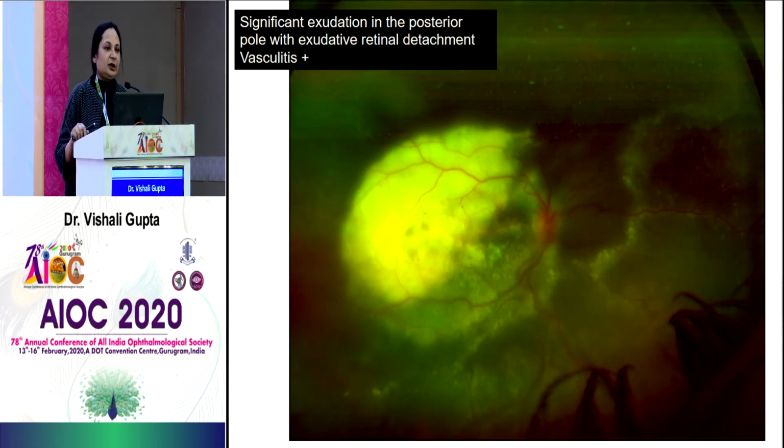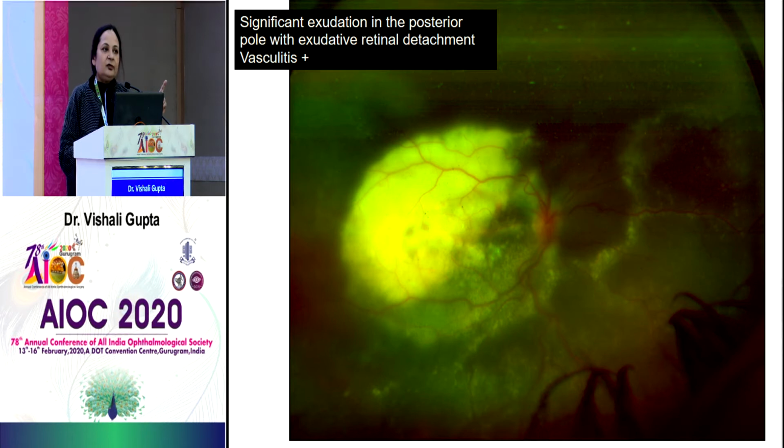Now this is the fundus. It shows a huge amount of exudation, vasculitis, exudative retinal detachment, and this patient, who is actually from this city only, had been to a lot of places and was diagnosed with Coats disease, vasculitis, retinoblastoma, you name it, and the label was there for this patient. So what do we do?